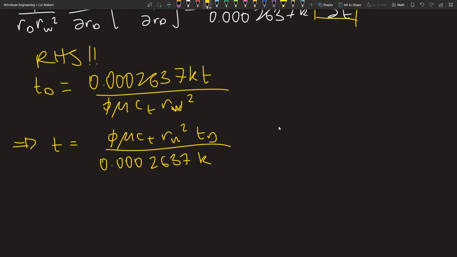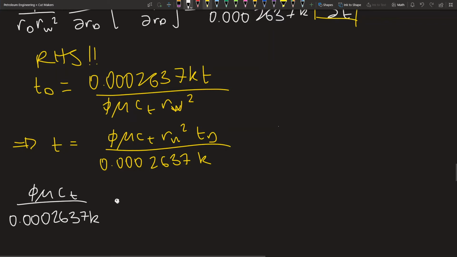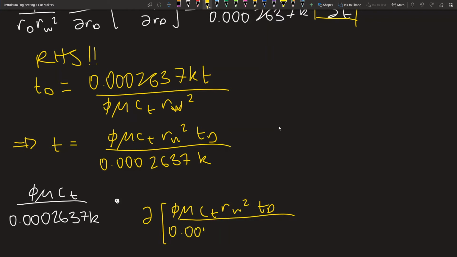So, right, let's rewrite the right hand side again. We have phi mu c sub t over 0.0002637k multiplied by, we have dou t on the bottom, which I'm going to write down first. Now dou t is equal to phi mu c sub t r sub w squared t sub d over 0.0002637k over here, and in the numerator we have just dou p.